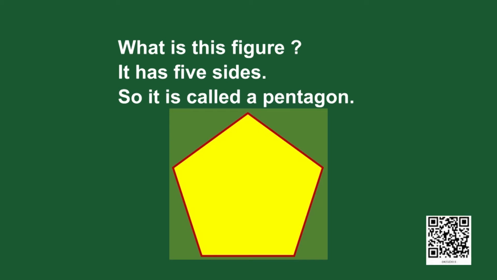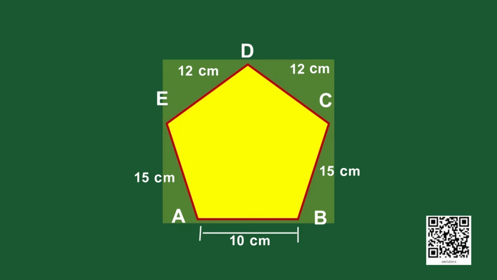What is this figure? It has 5 sides. So, it is called a pentagon. What is the length of the side AB? 10 centimeters. What is the length of the side BC? 15 centimeters. What is the length of the side CD? 12 centimeters. What is the length of the side DE? 12 centimeters. And what is the length of the side EA? 15 centimeters.